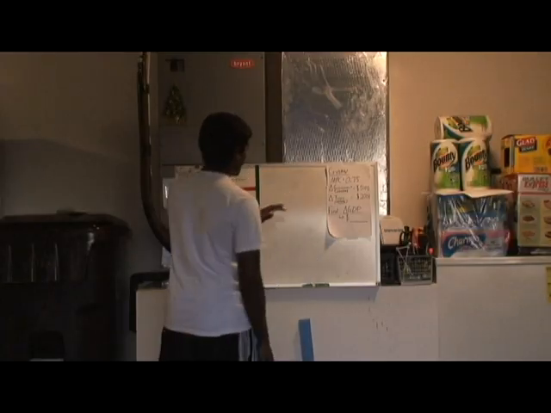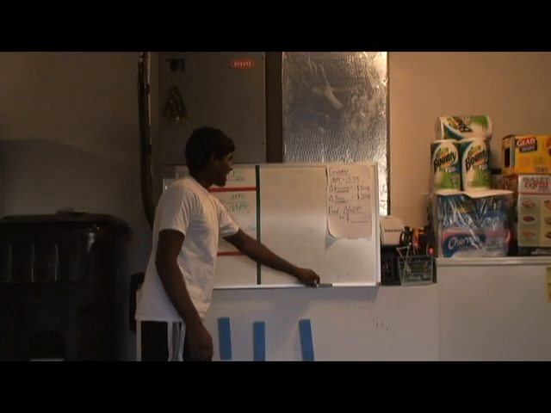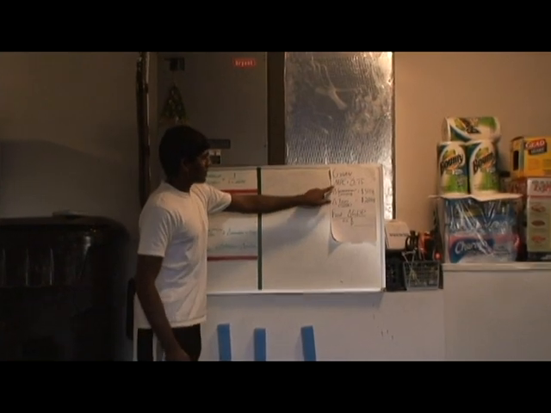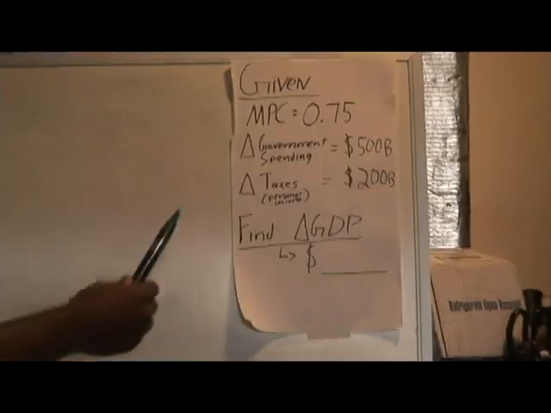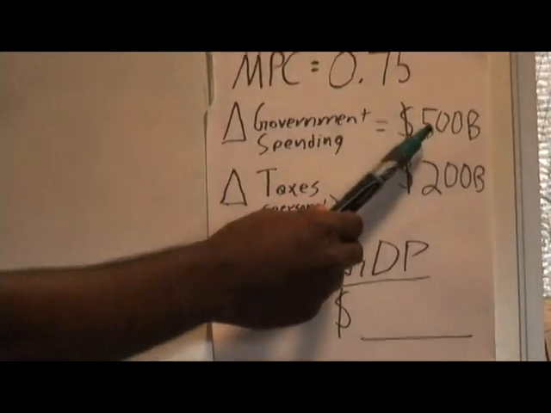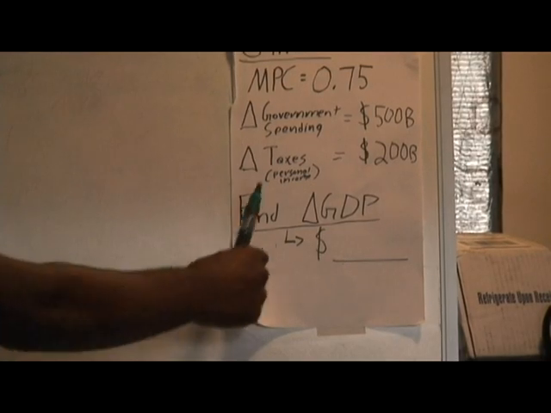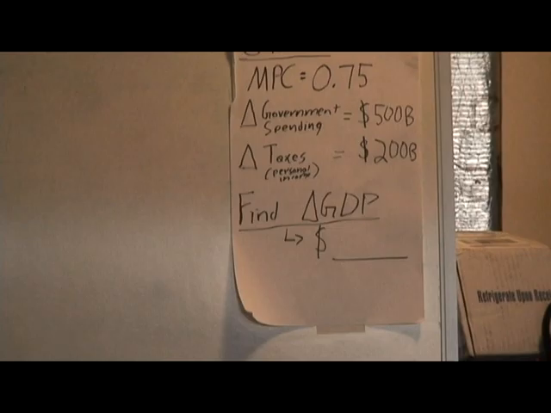So we're going to take a look at a problem that we might encounter on the AP exam, and how this actually relates. In this situation, the marginal propensity to consume is 0.75, and the government has just increased spending by $500 billion. However, they have also increased taxes by $200 billion. Now we need to find what change in GDP there will be.